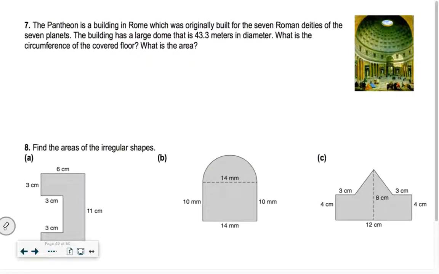So the Pantheon is a building in Rome, which was originally built for the 7 Roman deities, so the gods of the 7 planets. The building has a large dome that is 43.3 meters in diameter. What is the circumference of the covered floor? What is its area? Has anybody ever been in this building? Yeah, it's kind of cool, isn't it?